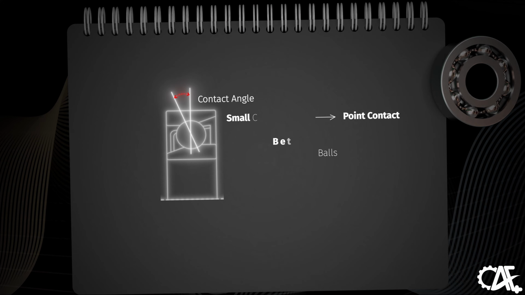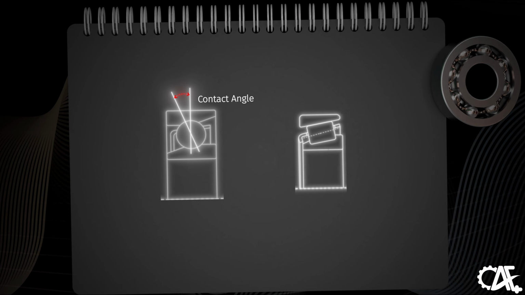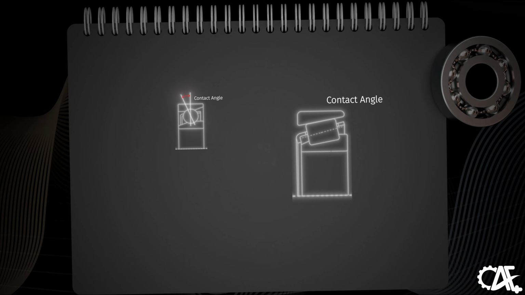In ball bearings, the contact angle is typically small, resulting in point contact between the balls and the raceways. This design offers low friction and high-speed capabilities, making ball bearings suitable for applications requiring high precision and speed, such as in electric motors. On the other hand, roller bearings have a larger contact angle, allowing for line contact between the rollers and the raceways. This design handles heavier loads and provides improved stability under axial and radial forces. Consequently, roller bearings find use in applications where higher load capacity and shock resistance are crucial, such as automotive components.